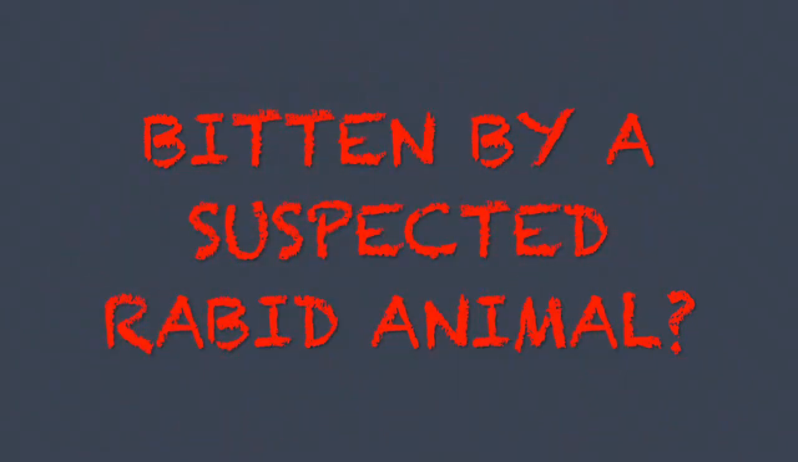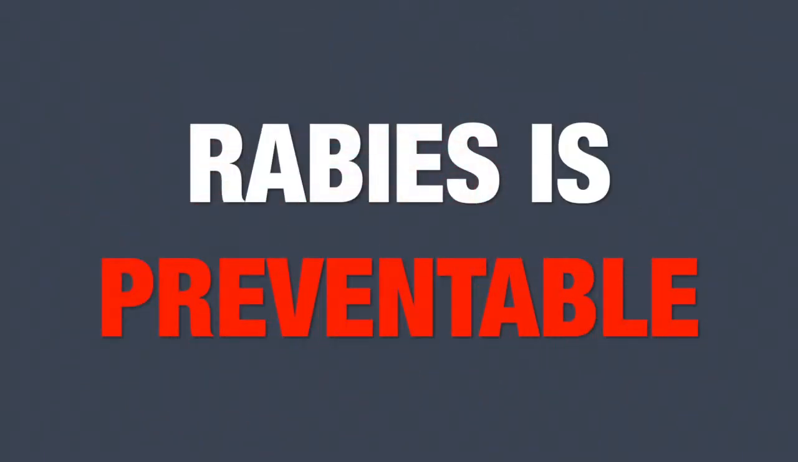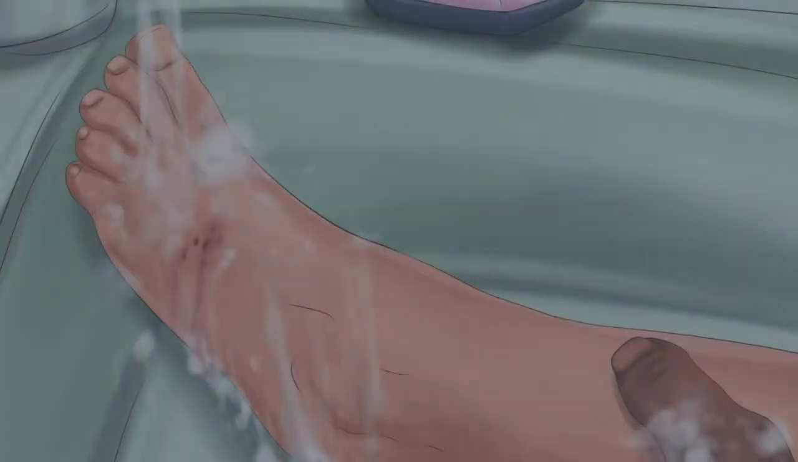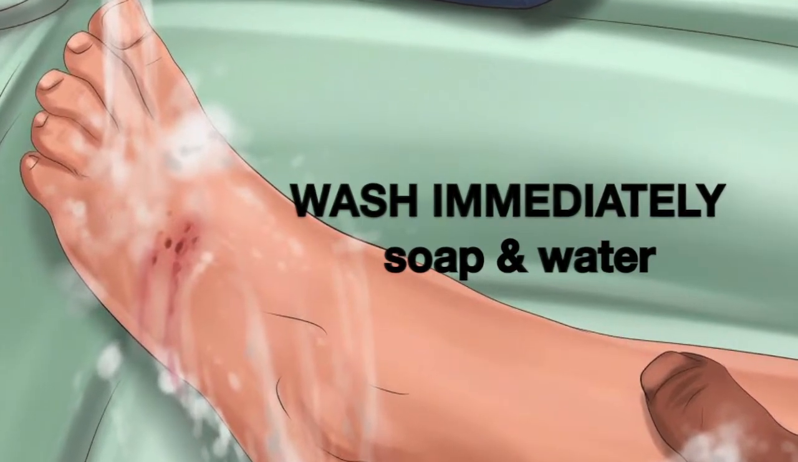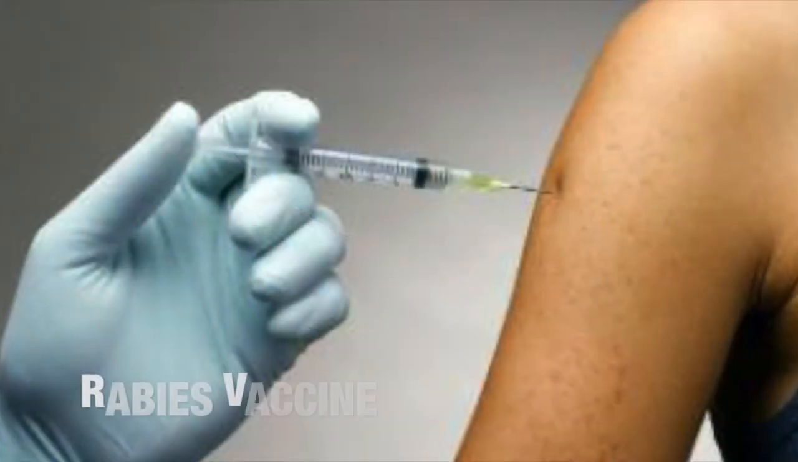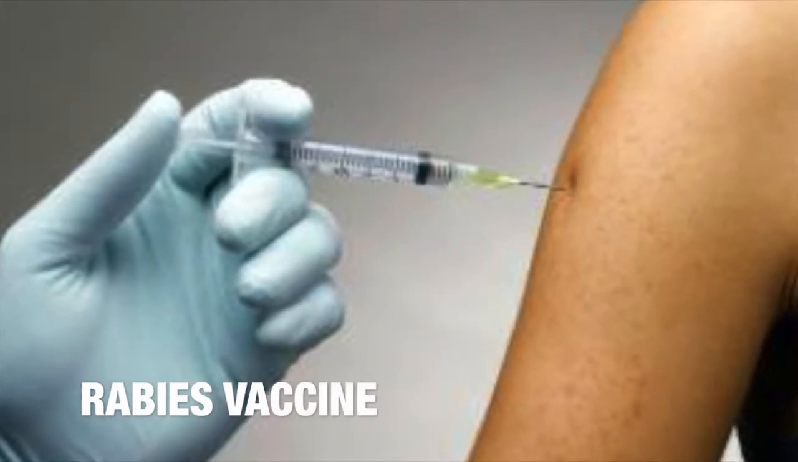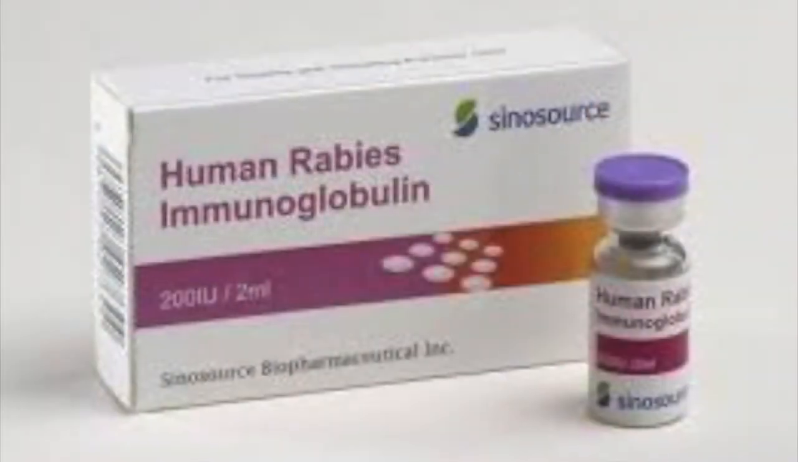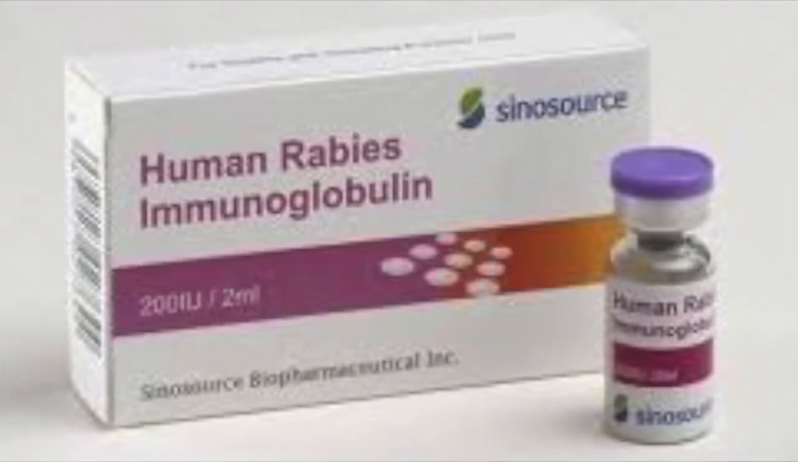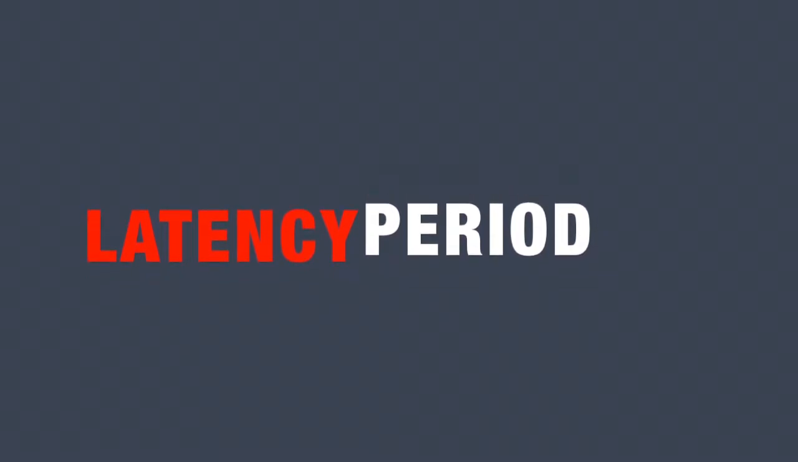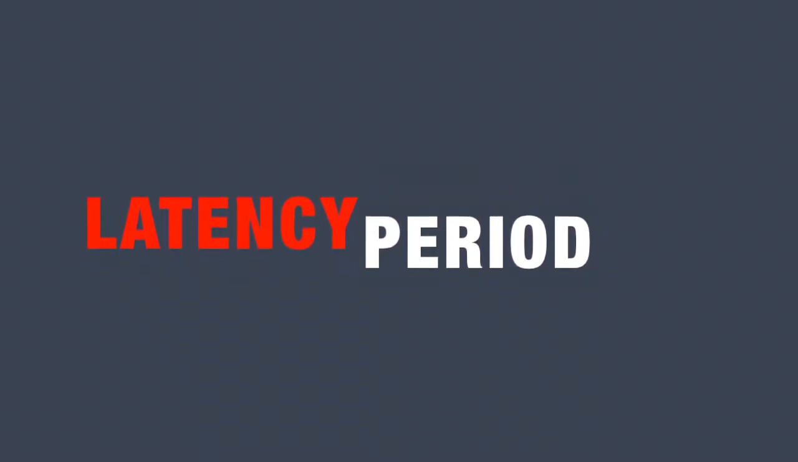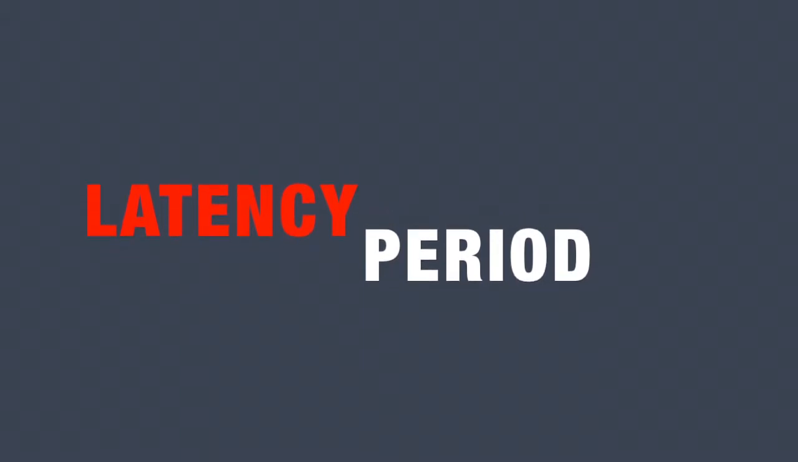Once the person is bitten by a suspected rabid animal, the rabies disease can be prevented if the wound is washed immediately with lots of soap and water, and if the bitten person gets a rabies vaccine and rabies immunoglobulin promptly. The reason being is that there is a latency period between being bitten and the onset of symptoms.